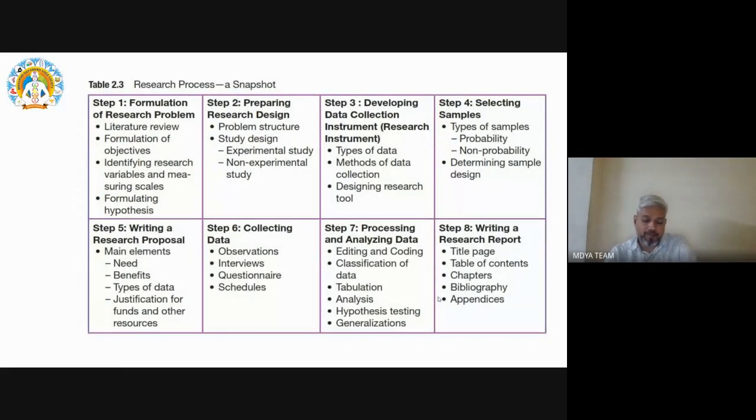So far we have completed our research process. In our research process, we have completed step 1, step 2, step 3, right? So today we'll start step 4. What includes step 4 is selecting samples.